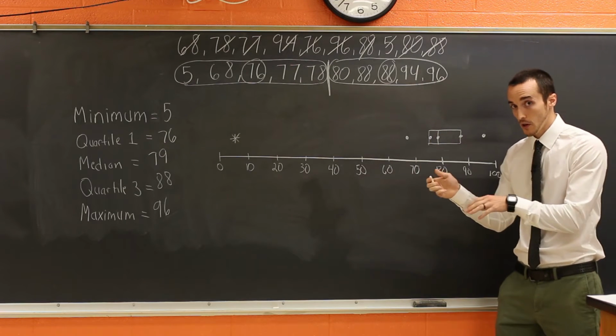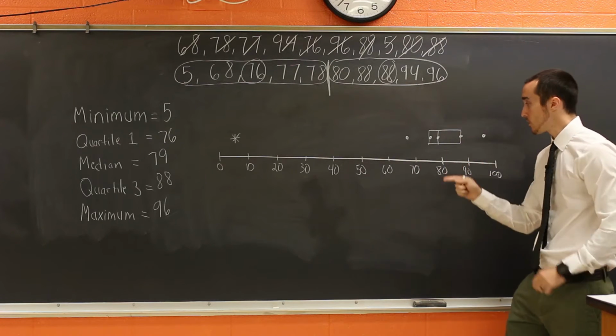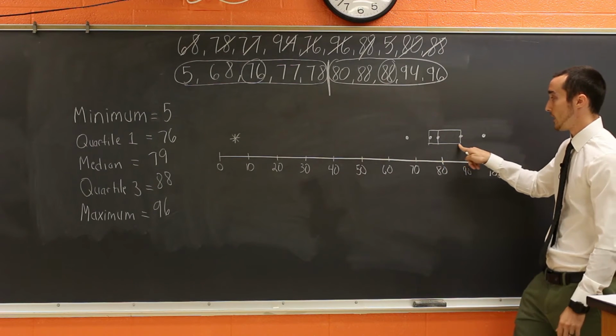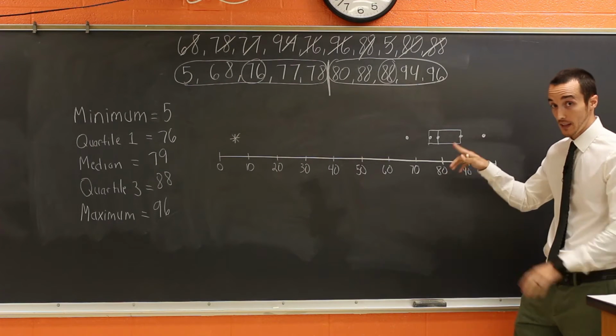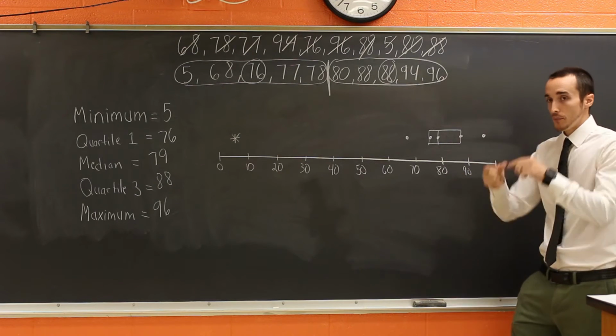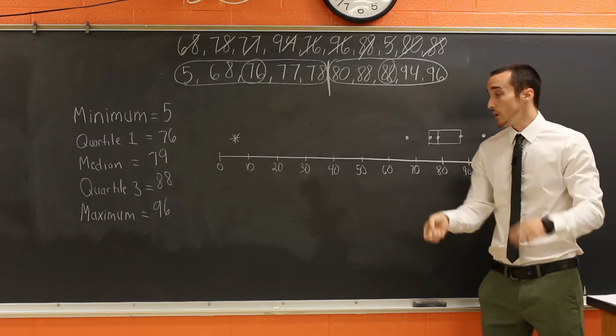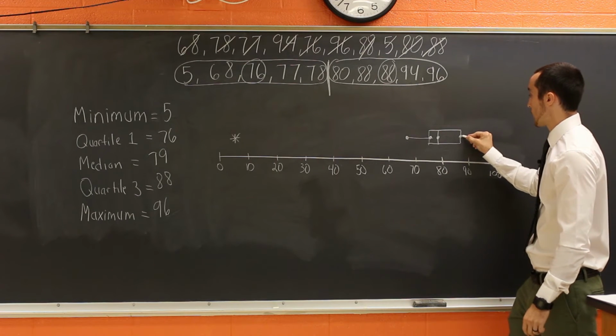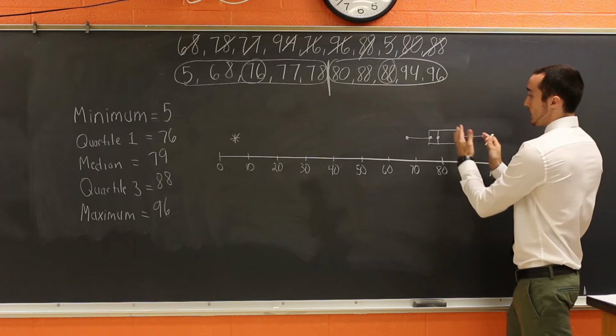So what we've done so far is we made our box or our rectangle out of Q1 or quartile 1, the median, and the third quartile. Okay, that's the box part of the box and whisker. Then the last part is to extend the whiskers out to the minimum and out to the maximum. Okay, so we've connected these dots.